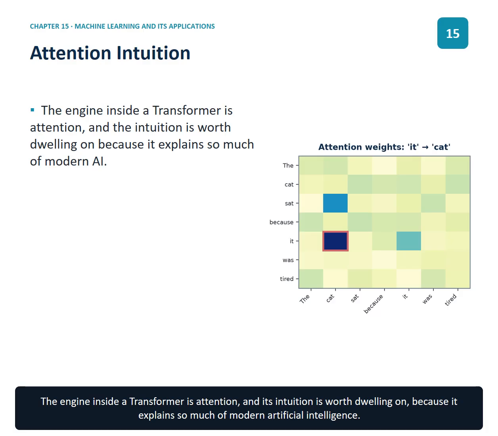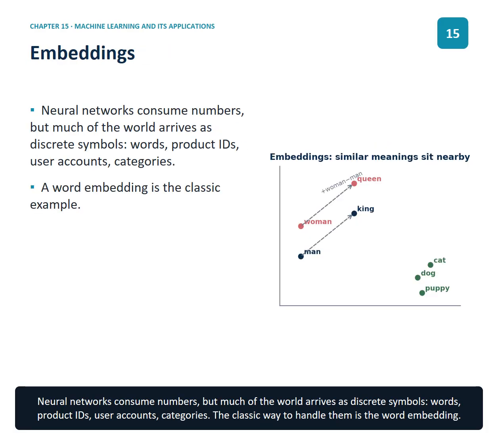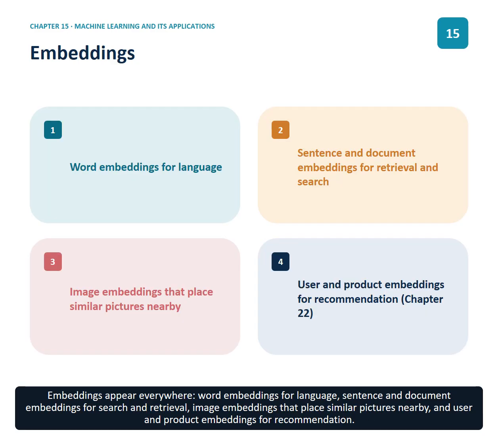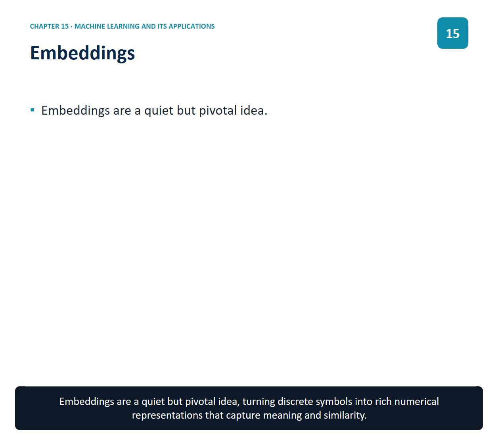Neural networks consume numbers, but much of the world arrives as discrete symbols, words, product IDs, user accounts, categories. The classic way to handle them is the word embedding. Embeddings appear everywhere. Word embeddings for language, sentence and document embeddings for search and retrieval, image embeddings that place similar pictures nearby, and user and product embeddings for recommendation. Embeddings are a quiet but pivotal idea, turning discrete symbols into rich numerical representations that capture meaning and similarity.